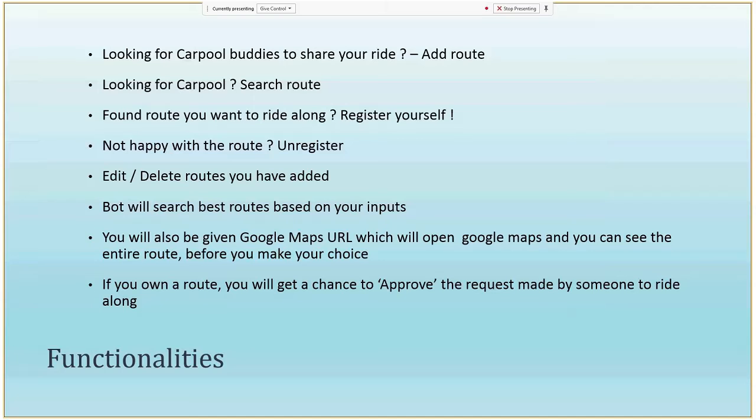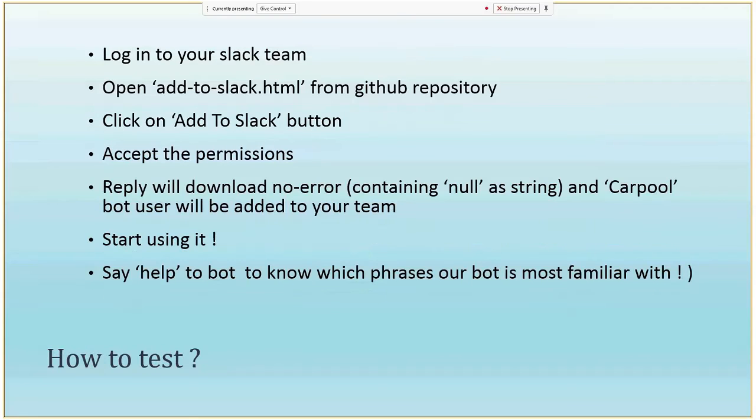The bot will search routes based on your inputs, and you will also get a Google Maps URL, which will open in Google Maps for that route, and you can see the route in detail. If you own a route, if you have added your car for carpool sharing, you will get the request. You will get a chance to approve the request when someone else wants to ride along.